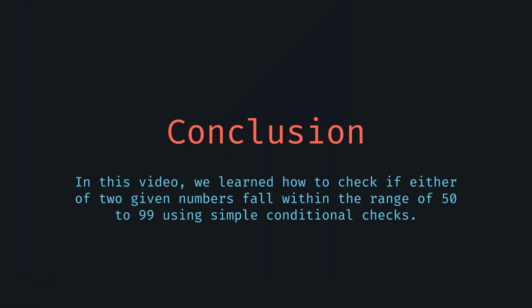To summarize, we checked if either of the two numbers was between 50 and 99 using conditional checks, and returned true or false based on the results.